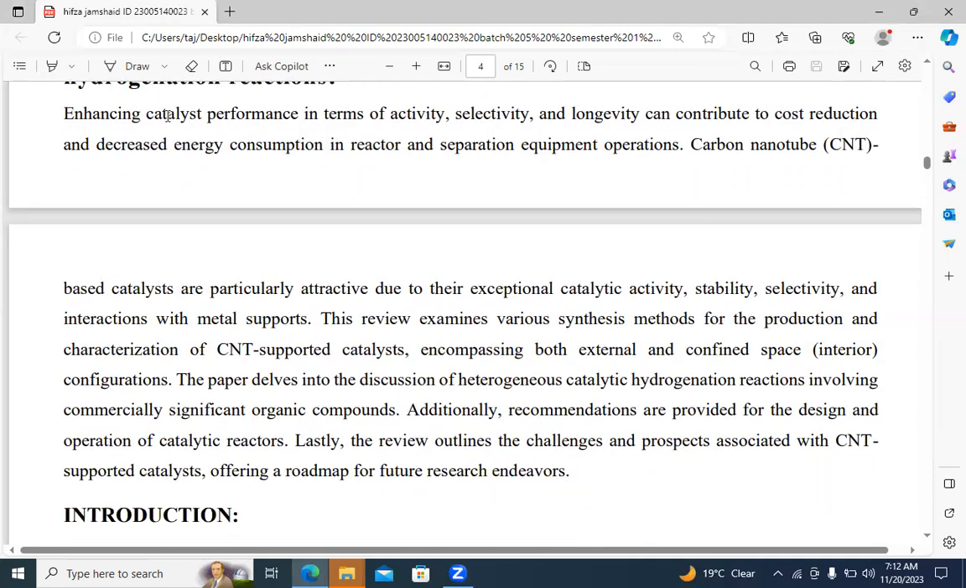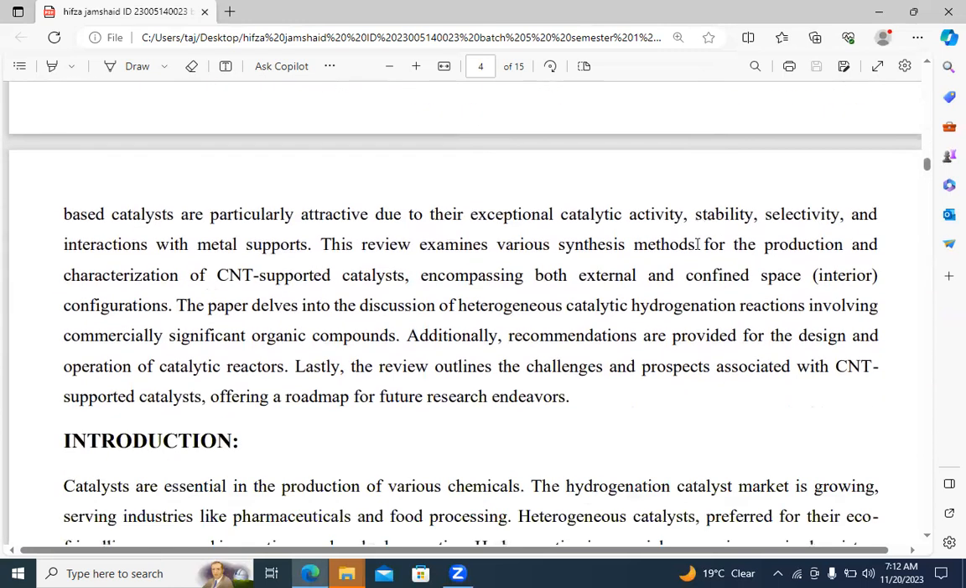So what is the purpose of a catalyst in any chemical reaction? A catalyst performs its activity in terms of selectivity and longevity, and it also helps in cost reduction and reduction of energy consumption. So we will use a carbon nanotube catalyst that has attraction towards stability, selectivity, and also interacts with the metal particles.